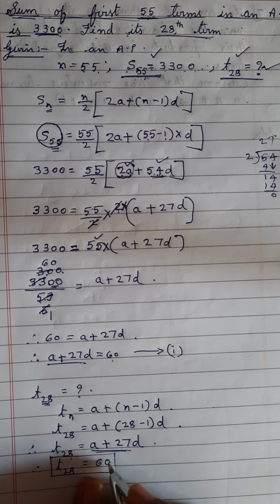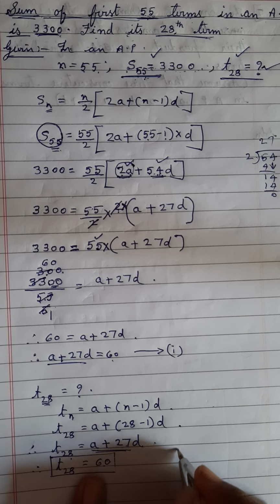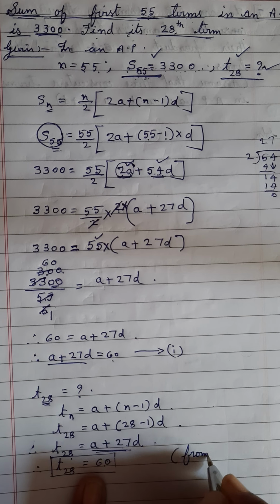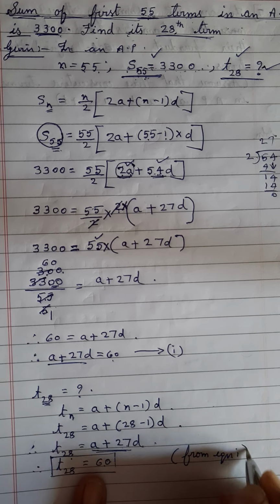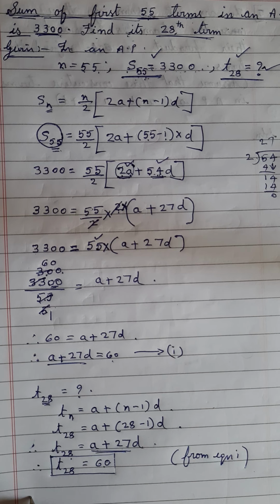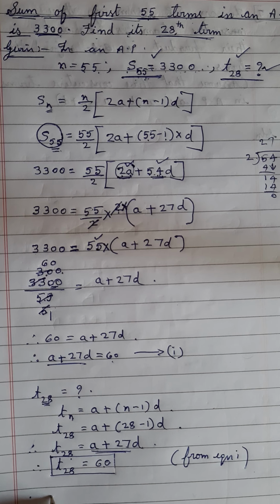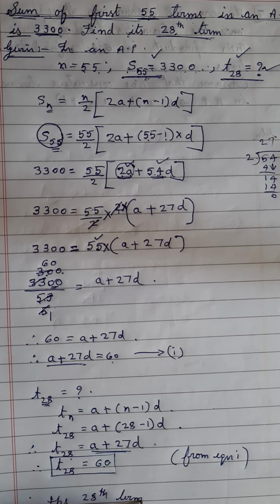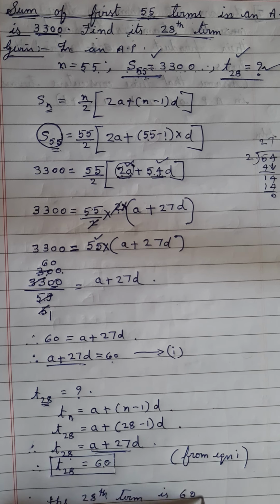While substituting 60 in the place of a plus 27d, we write the reason: from equation 1. So therefore the 28th term is 60. Conclusion.